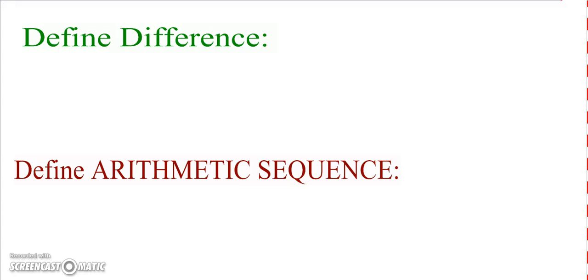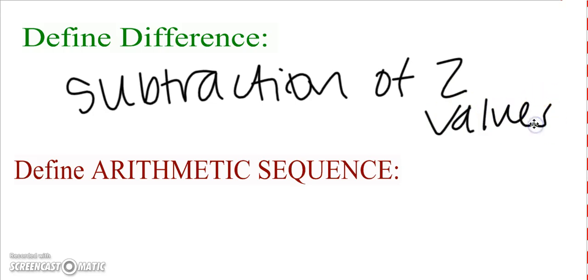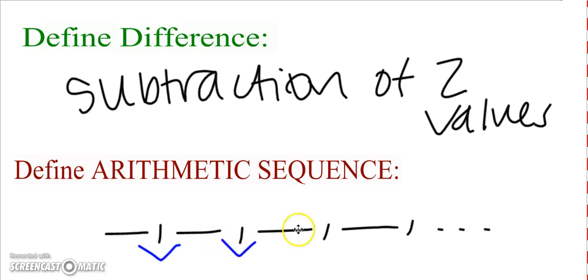First thing is to define the word difference. That's the subtraction of two values. That's already typed up in your notes for you. An arithmetic sequence, then, is a sequence in which the difference between consecutive terms, so consecutive terms are the ones that are one right after each other, is the same.